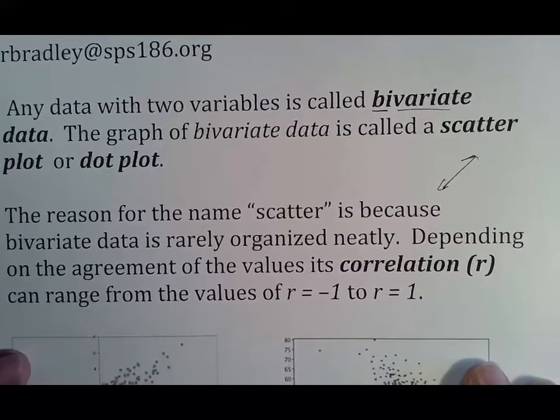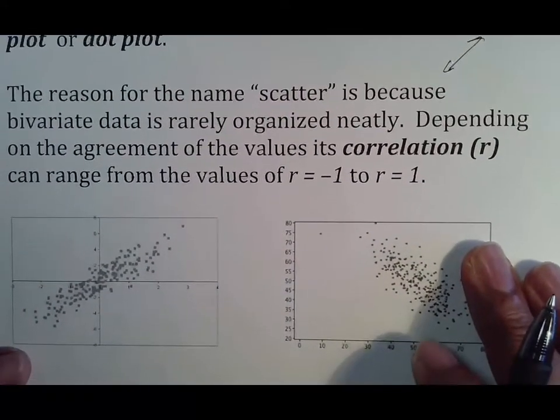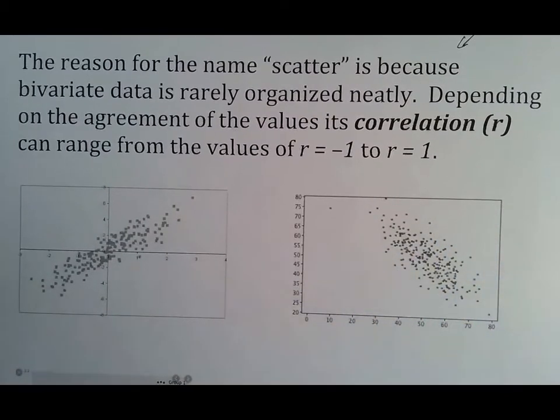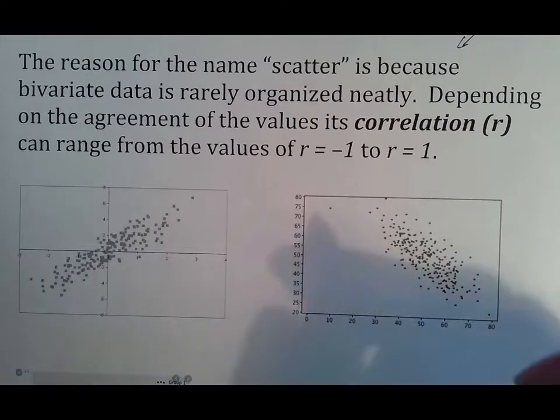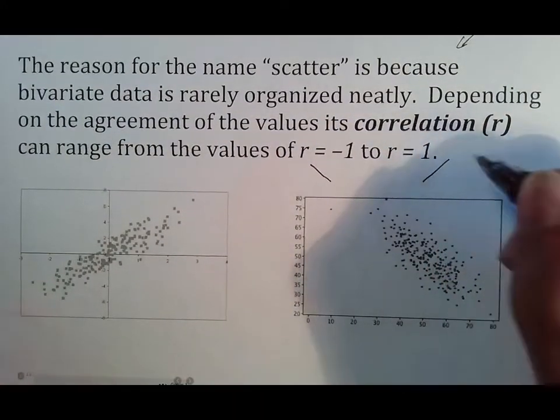It's more messy. Depending on the agreement of the values, the correlation coefficient R can range from values of -1 to 1. Again, this is stuff you should have seen last year, but this is just so you understand it in case it pops up. If you are looking at something like this, -1 would be like a perfect straight line of information. 1 would be like a perfect straight line of information.